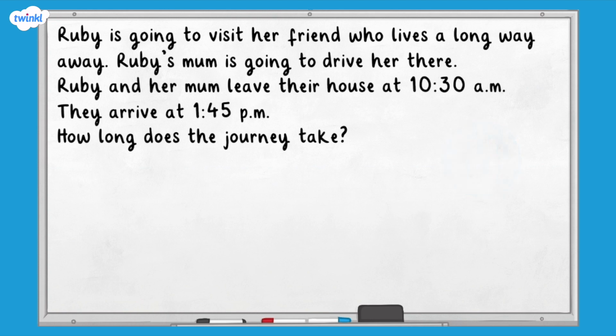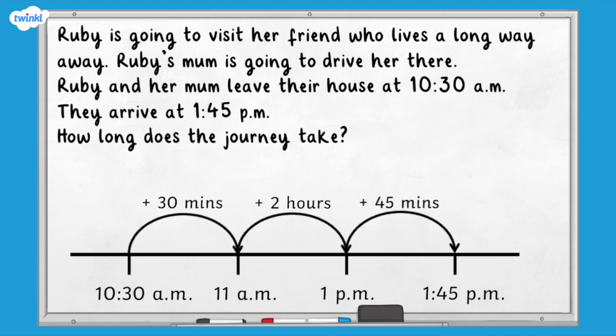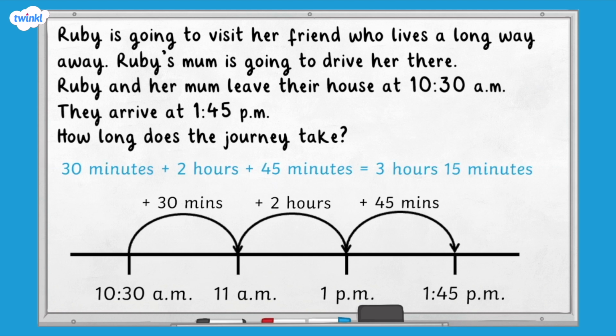Have you finished? Well done, here are the answers. By counting on from the earlier time until we get to the later time, we can see that the journey takes Ruby and her mum 3 hours and 15 minutes.